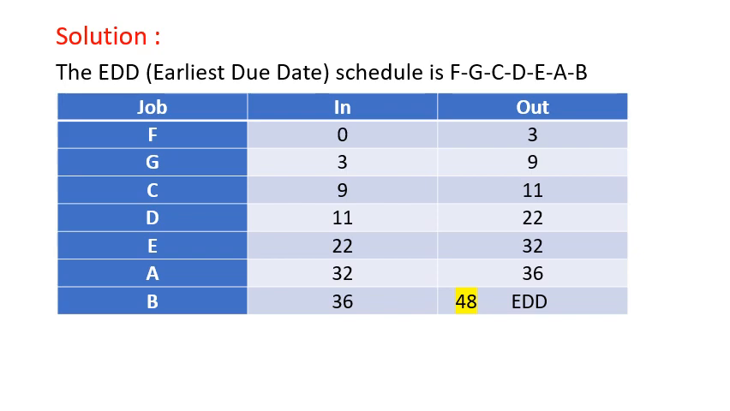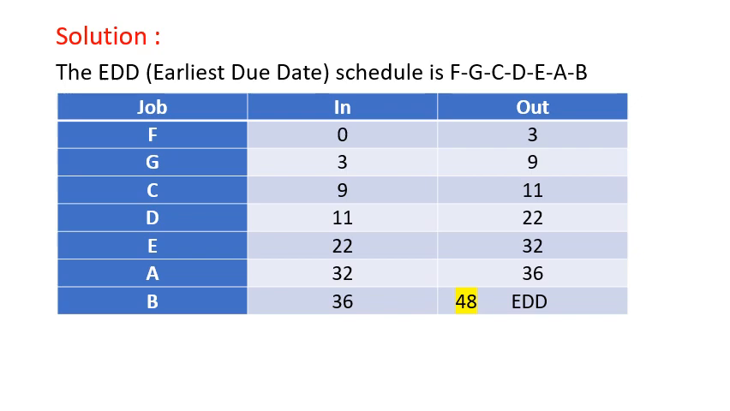Next job in the sequence will begin at 3, will take its processing time of 6 days and finish at 9. Next comes 9, will take its processing time of 2 days, so it will end at 11. Next job will start processing at 11 and will take its 11 days of time, finish at 22. E will start at 22, will take its 10 days of processing time and finish at 32. A will start at 32 and will take its 4 days of processing and will finish at 36. And B will start at 36 and end at 48.